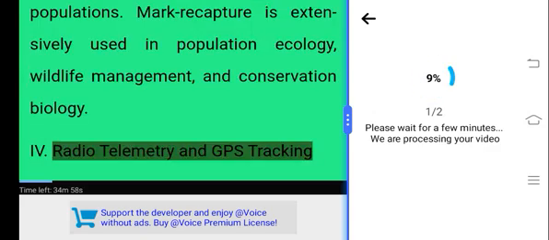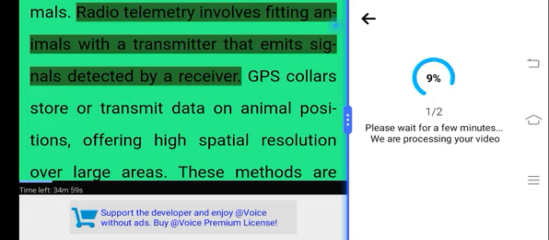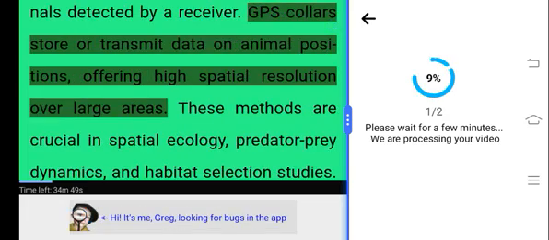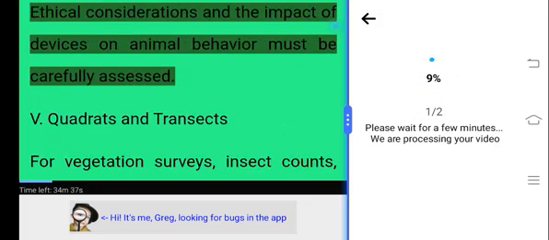4. Radiotelemetry and GPS tracking. To monitor the movement, home range, and migration patterns, radiotelemetry and GPS devices are attached to animals. Radiotelemetry involves fitting animals with a transmitter that emits signals detected by a receiver. GPS collars store or transmit data on animal positions, offering high spatial resolution over large areas. These methods are crucial in spatial ecology, predator-prey dynamics, and habitat selection studies. Ethical considerations and the impact of devices on animal behavior must be carefully assessed.